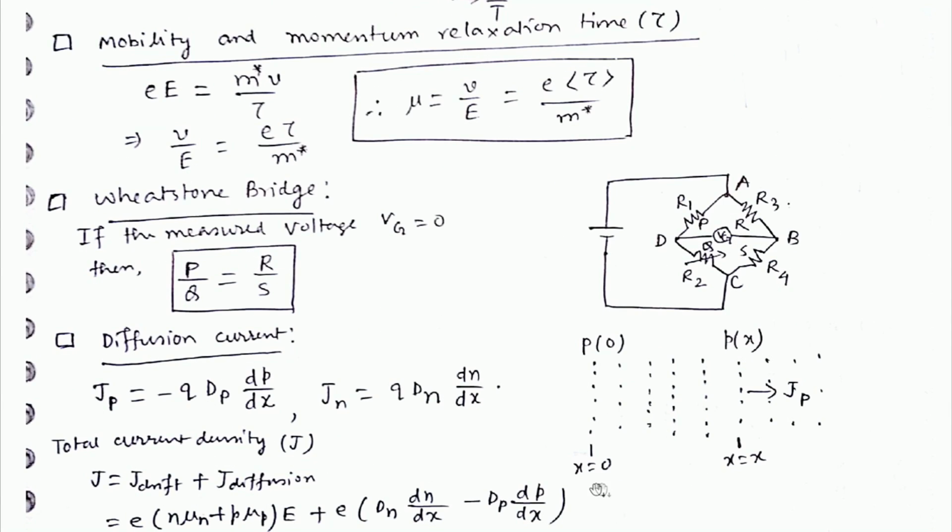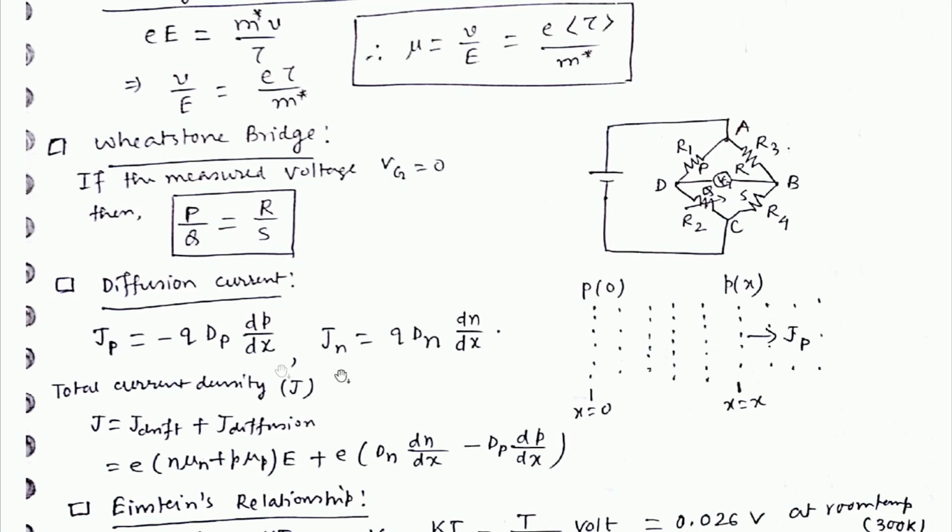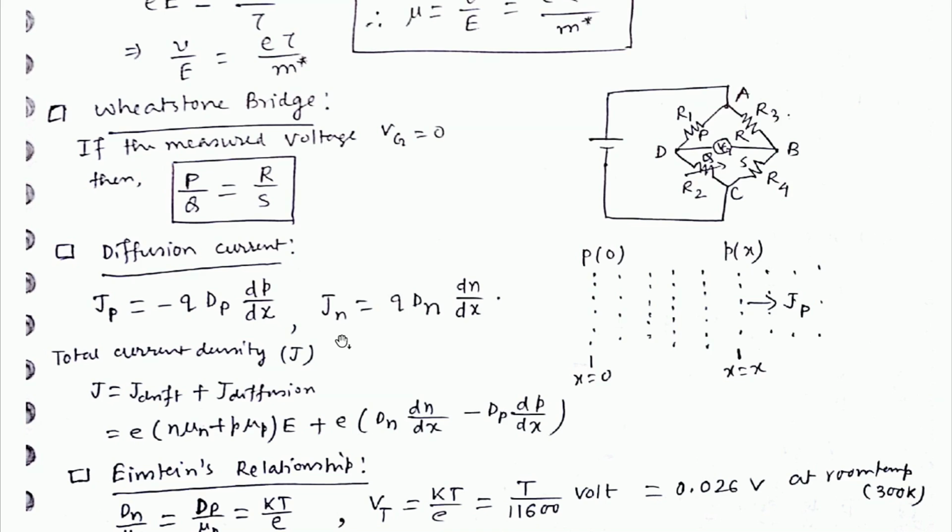Now as you can see, at x equals 0 the density of holes is p0, and the density of holes at x is p(x), and Jp is the hole current density. Jp equals minus q Dp dp by dx. dp by dx is the gradient of holes. Dp is the diffusion coefficient for holes. Similarly for electrons, Jn equals q Dn dn by dx. Now dp by dx is itself negative, that's why a minus sign is there, but for electrons dn by dx is negative and q is also negative, so it's positive. Current density is to be taken to be positive.